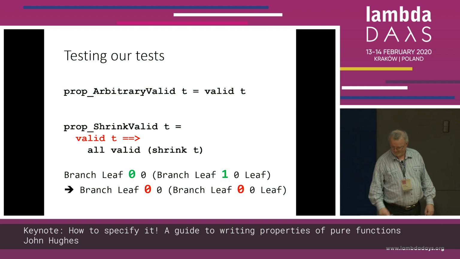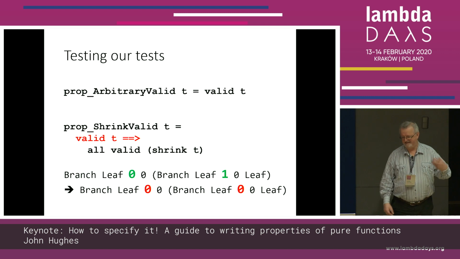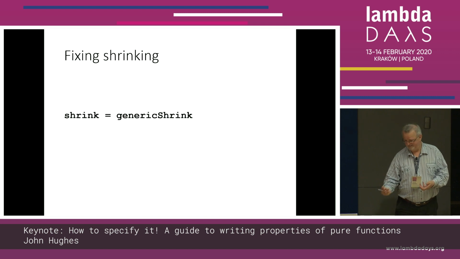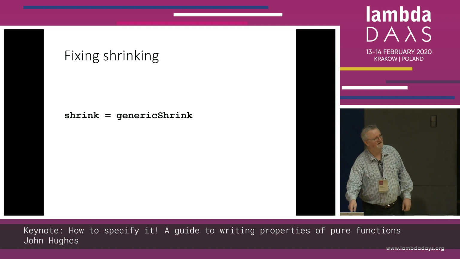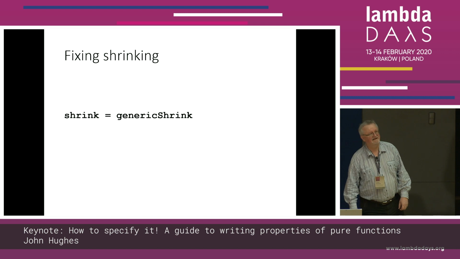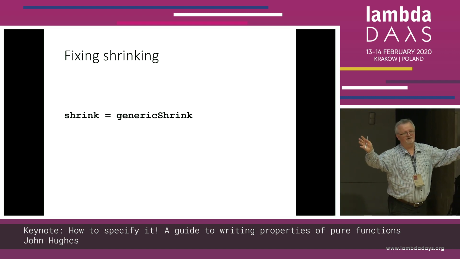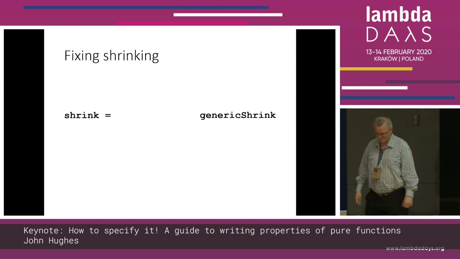It shows that that first line there, containing keys 0 and 1, which is valid, can shrink to the second line, containing keys 0 and 0. Why is that? Well, QuickCheck shrunk the 1 key to a 0 key. Why? Because I was lazy. Because I said, just use the built-in shrinking function. The built-in shrinking function knows nothing about binary search trees. It just tries to shrink everything. So, of course, it will shrink that 1 to a 0.